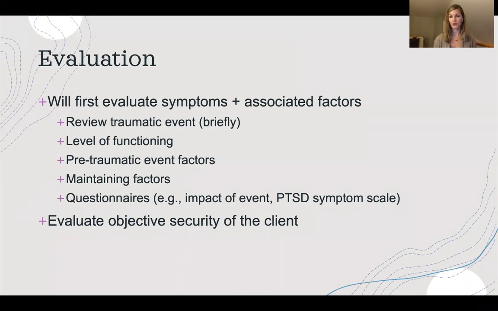Then we would want to understand the current level of functioning of this client. So how are they functioning in their relationships, in their home life, at their workplace? We would want to get an understanding of some of the pre-traumatic event factors that we discussed that could be risk factors. And so things like home environment, maybe a history of traumatic events, particularly if they occurred in childhood, a history of any mental health issues, anything like that. And we would also want to understand maintaining factors, things that might be maintaining the symptoms of post-traumatic stress disorder.